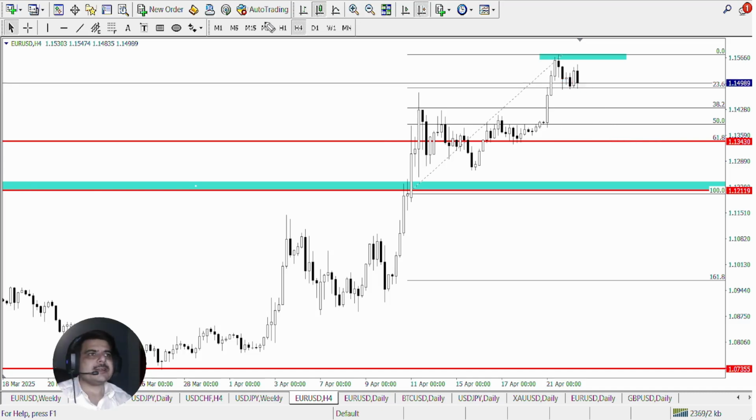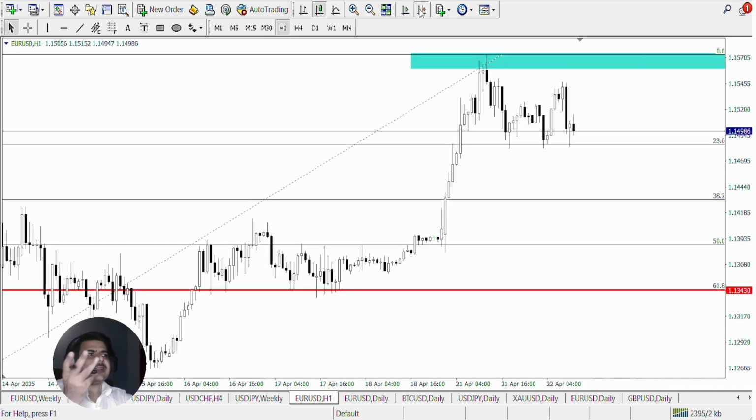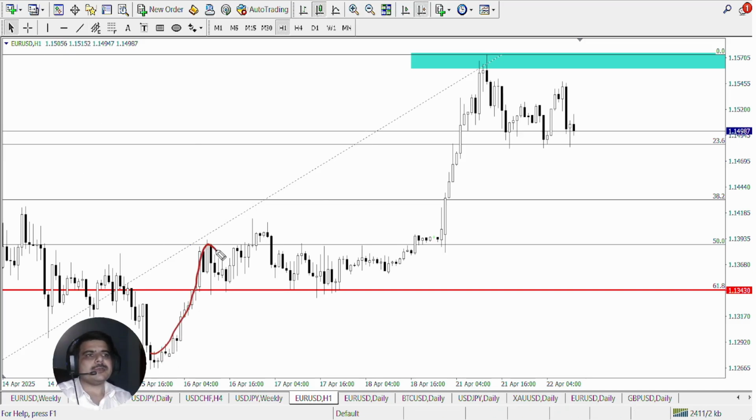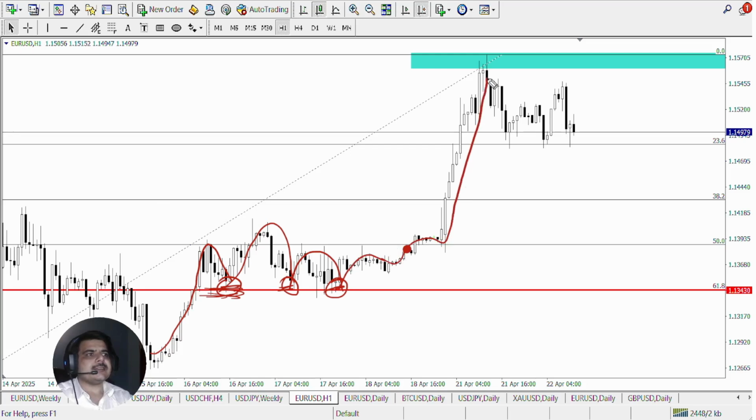Now the best part, and that is moving on to the H1. Let's see what we get. Is there any sort of ABCD? Now if you see market, when it started its rally all the way from here, took a retest. You see this retest, then again a retest, then again a retest on the H1, and then a bullish rally, and the market stopped there.